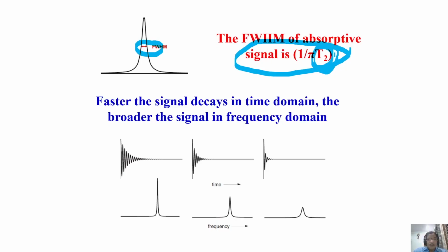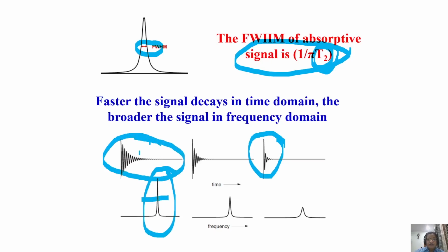If I have a broader signal, what does it mean? The signal is decaying very fast. If I have a sharper signal like this, if the full width at half maxima is very small, we get a sharp signal. That means the signal will be decaying for a long time. Look here, the FID is dying down very fast. As a consequence, if you collect for a short time and do the Fourier transformation, you have a larger line width. So the inverse of the full width at half maximum of the spectrum will give you T2.